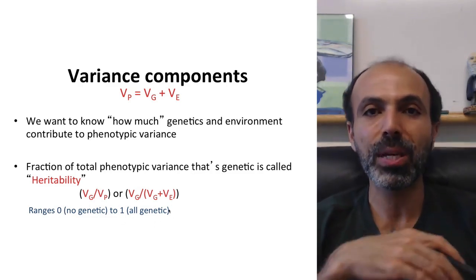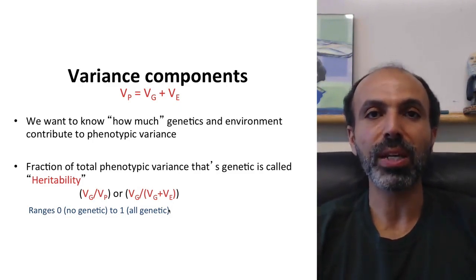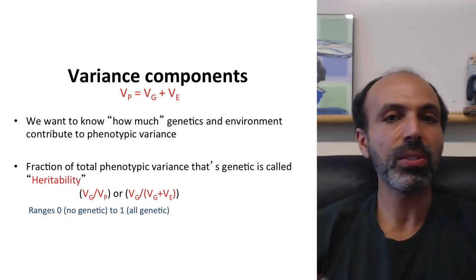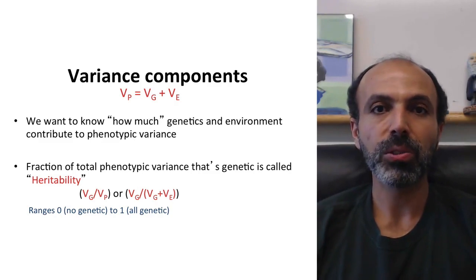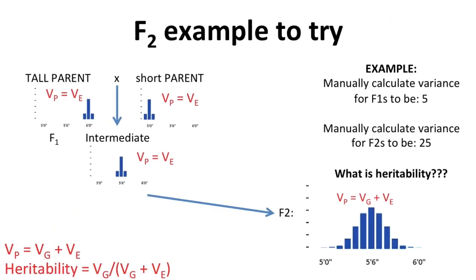So you can say something, for example, is 90% of the variance is genetic, or 10% of the variance is genetic, using this very simple formula. So let's try this out. Here are some examples. Let's say you manually calculate the variance in the F1s to be 5.